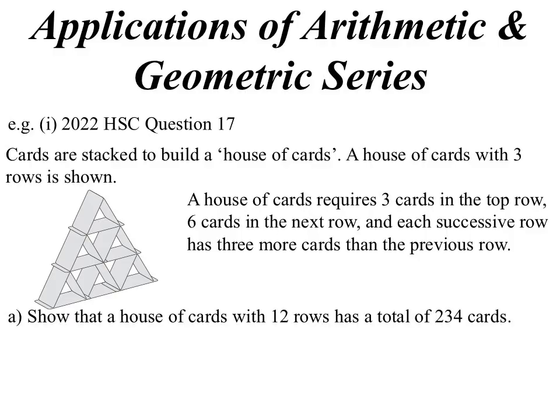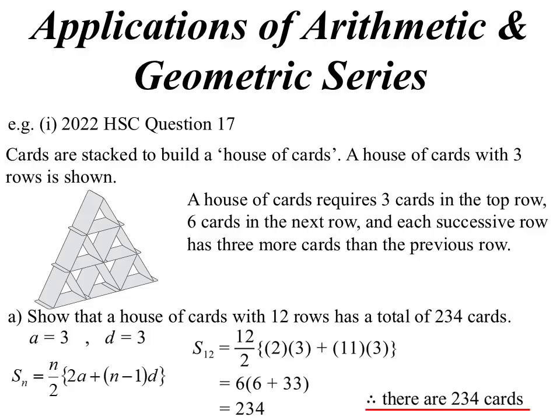First question was simply show that a house of cards with 12 rows has a total of 234 cards all up. The first house of cards would have 3 cards in it. The common difference then would be 3, because we're not saying how many cards are there altogether, it's just how many cards are in the row of the house of cards. So in the second row there would be 6 cards. Plug it into our formula and we get our answer. There it is, 234.